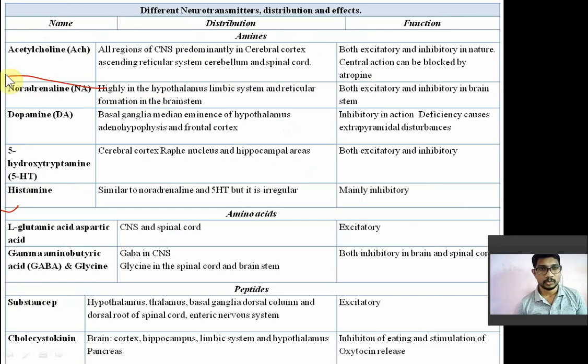Acetylcholine has different receptors like the muscarinic receptor and the nicotinic receptor. Muscarinic receptors include M1, M2, M3. Nicotinic receptors include NM and NN.